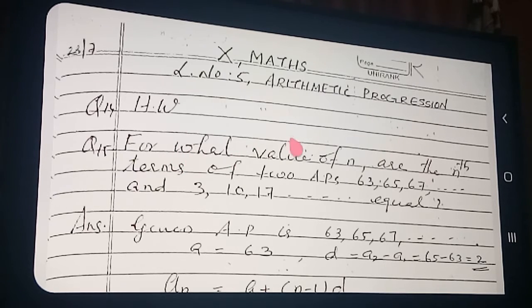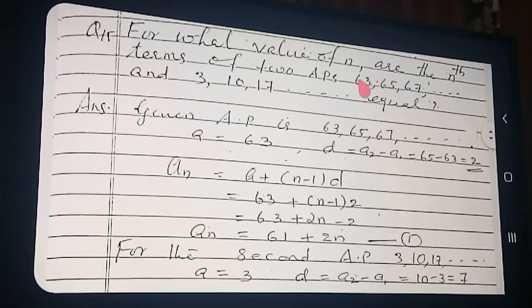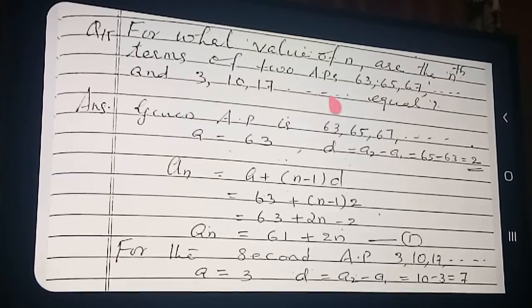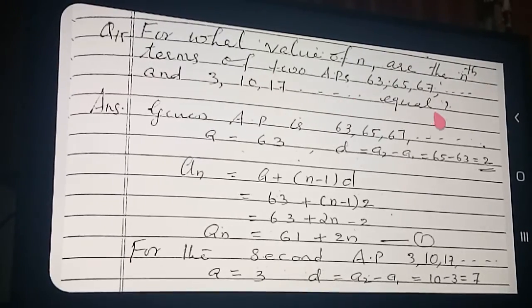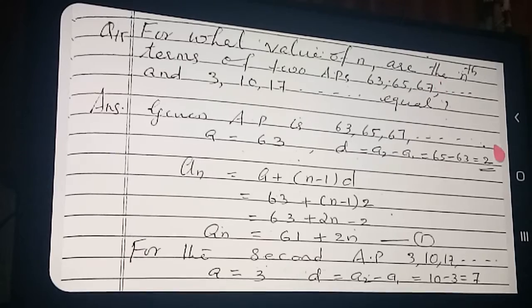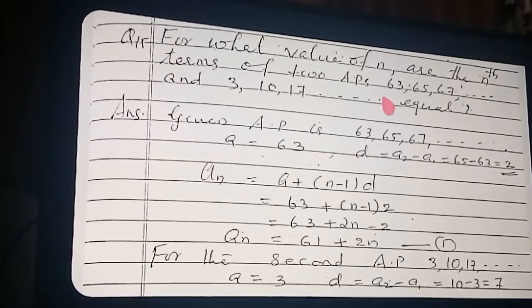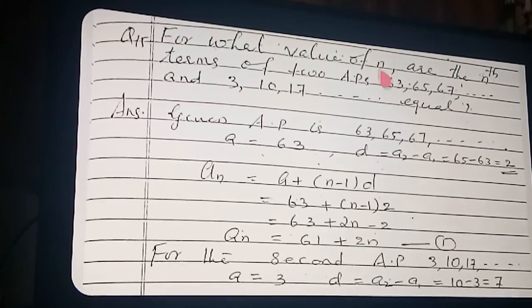For what value of n are the nth terms of two APs equal? Two APs are given. The nth terms of the APs 63, 65, 67, etc. is one AP and 3, 10, 17 is another AP. So, for some value of n, these two APs' nth terms will become equal. Okay, so you have to find out that n.